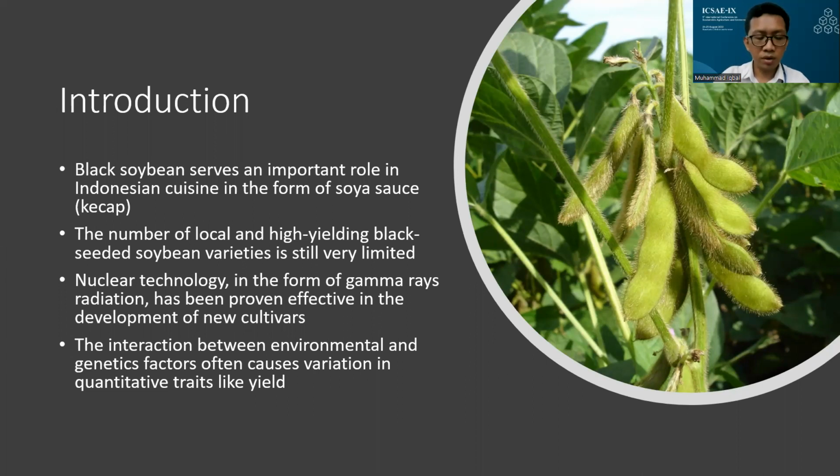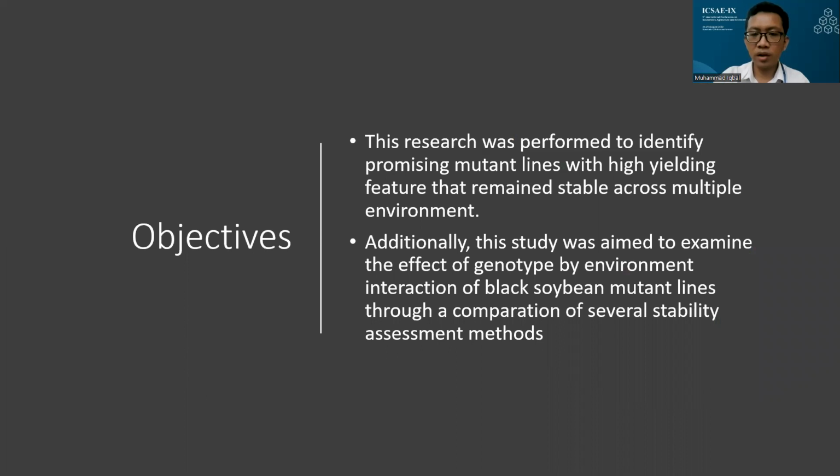The challenge in developing new varieties is the interaction between environment and genetic factors that causes variation in quantitative traits like yield. So here we are aiming to identify promising mutant lines with high-yielding field features, which can remain stable across multiple environments. And secondly, we also aim to examine the effect of genotype by environment interaction of black soybean mutant lines through a comparison of several stability assessment methods.